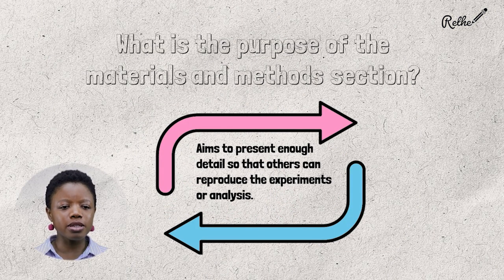The materials and methods section, or the methods section as it is referred to in some fields, aims to present sufficient detail so that other researchers can reproduce the methods and analysis process. You might need to reduce certain steps in your analysis, but you do not have to state this in your writing unless that is a necessary part of the process.